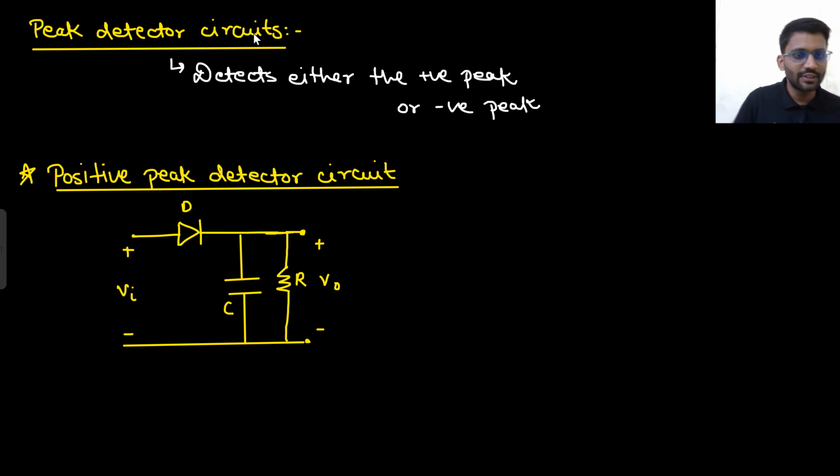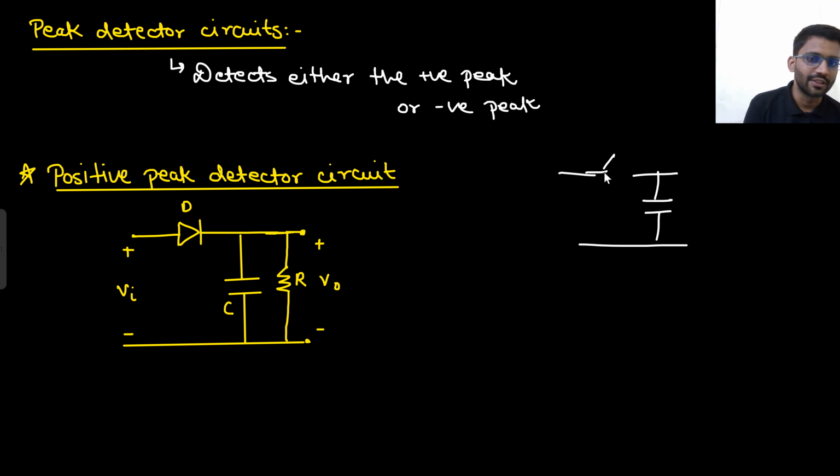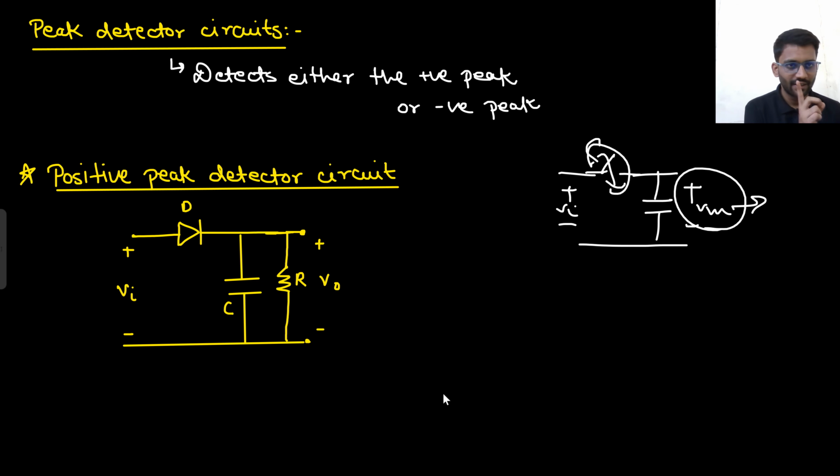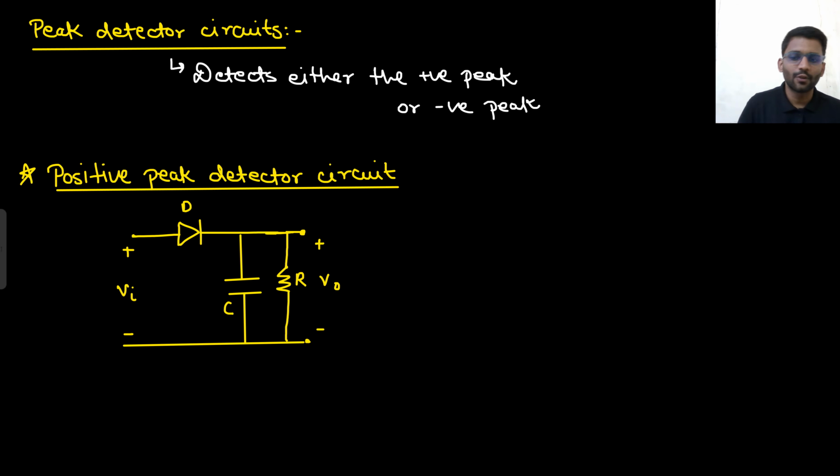And if you try thinking of this circuit, what will happen? Let's assume you need to detect a positive value. So you need a capacitor, a storing element, and also a switch, because if it is turned on, it will follow the value, and if it is turned off, then only the peak value is at the output. So you need a switch and a capacitor. So this is the circuit of the positive peak detector. Let's analyze the circuit.